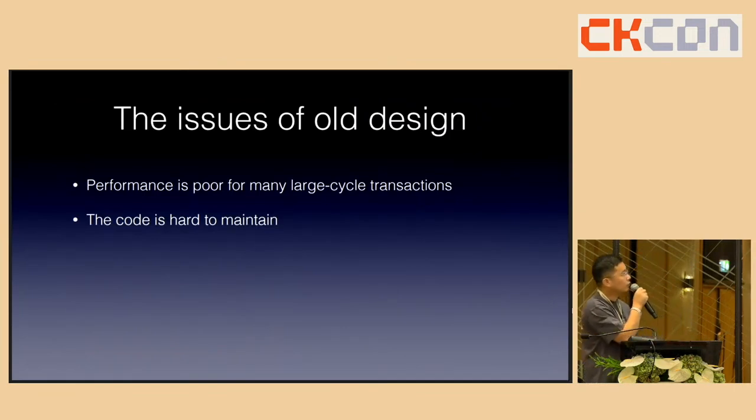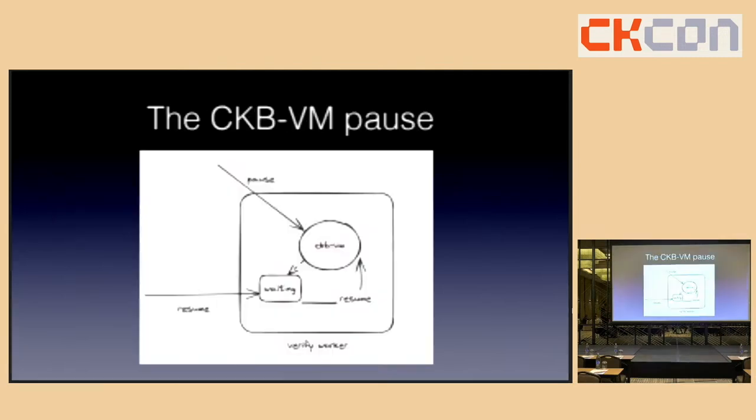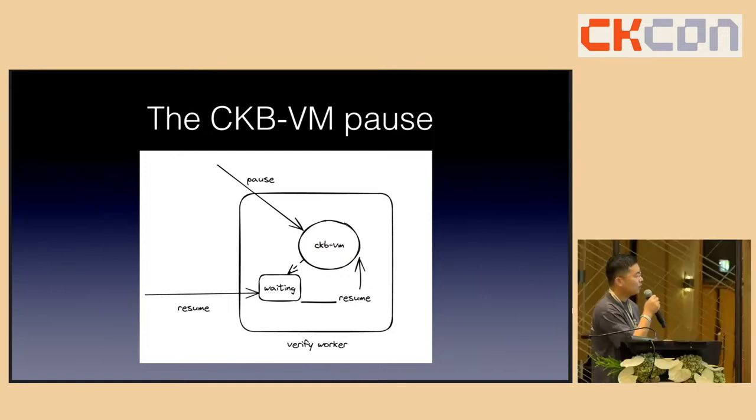There are some issues with the old design. The performance is poor for a lot of large cycle transactions. That may happen. And the code is hard to maintain. So thanks to the CKB VM team, who have put in some effort to design a new strategy for the pause.